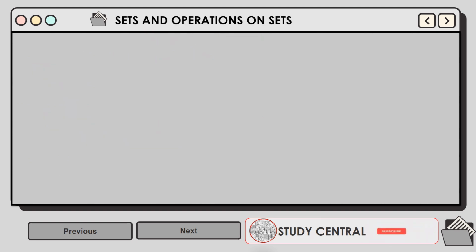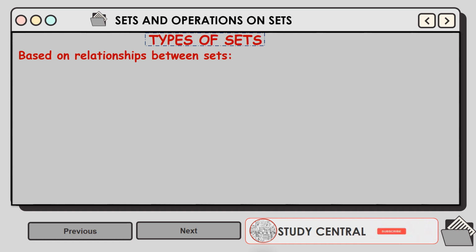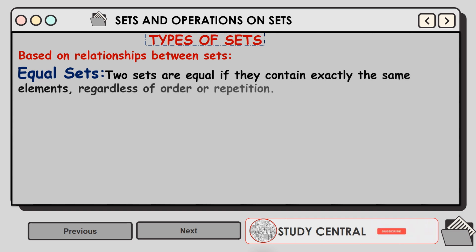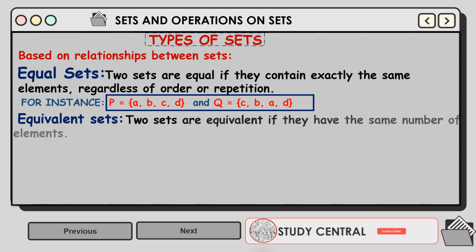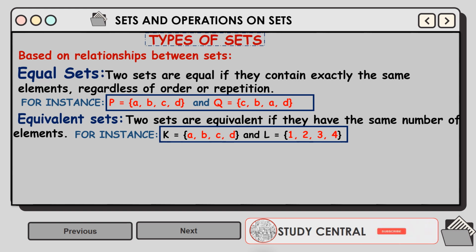Now we come to the types of sets based on the relationship they have with other sets. First up are equal sets. Two sets are said to be equal if they contain exactly the same element, irrespective of their order or repetition. So P and Q are equal sets because they have exactly the same elements, with the only difference being their order. Secondly, equivalent sets. Equivalent sets are two sets that have the same number of elements but not necessarily the same elements. For instance, K and L are equivalent sets because they contain the same number of elements. We can always get a one-to-one mapping when we have two equivalent sets under consideration.